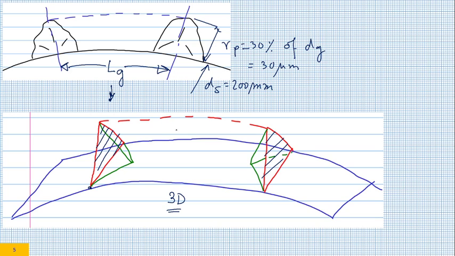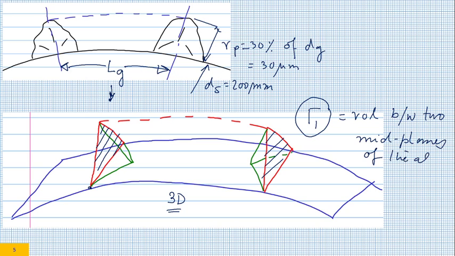Our first task is to find out the first volume, that is gamma 1. What is gamma 1? Gamma 1 is the volume between two mid planes of the abrasive. After that, what would you do? We would find out gamma 2. What is gamma 2? Gamma 2 is the volume of half of the abrasive.